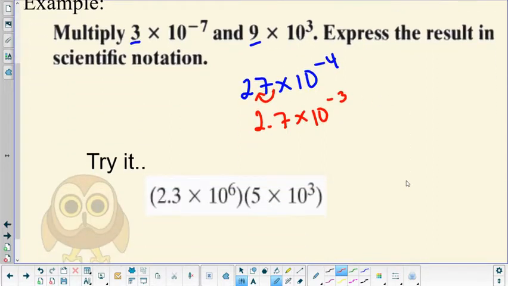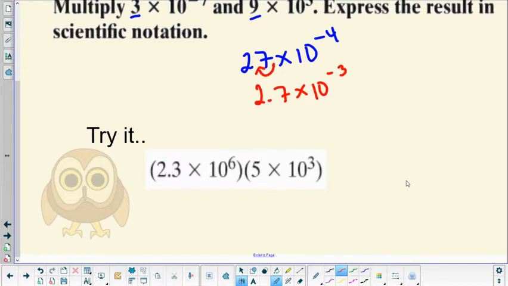All right, so I would like you guys to try this one right here. Go ahead and pause your video and try this example.